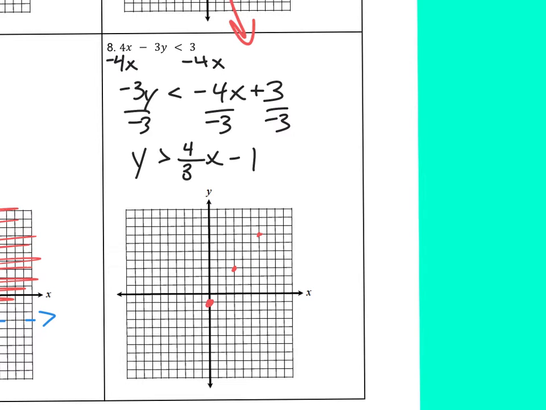What kind of line? Dash. And another greater than. Shading up or down? Up. Questions on those? Is everybody good on how to do ones that look like that?